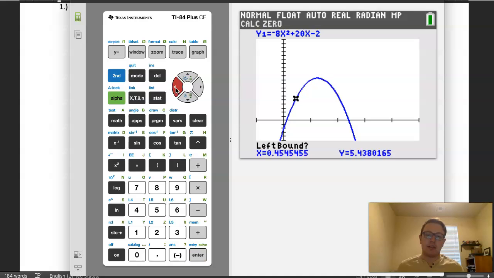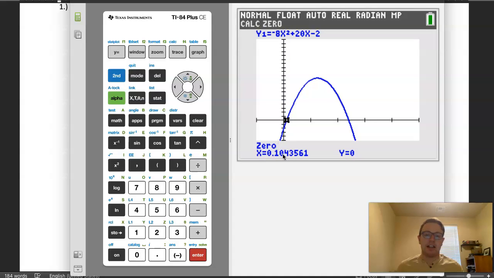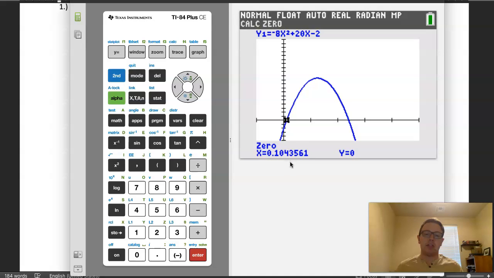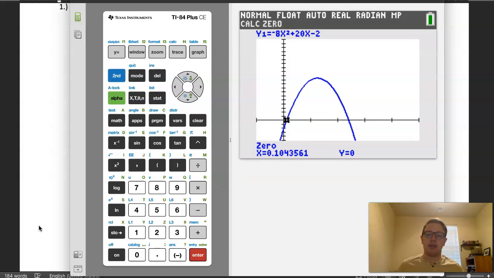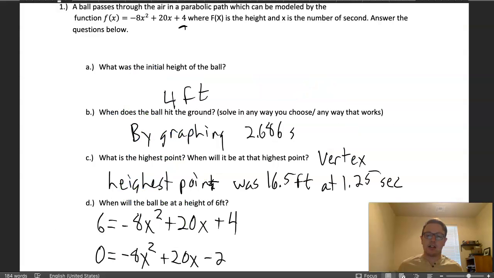We want our left bound to be on the left side of this 0. We want our right bound to be on the right side. And we'll hit enter to calculate it. That tells us what our 0 is. It tells us our 0 is 0.104. So we'll reach a height of 6 feet at 0.104 seconds.